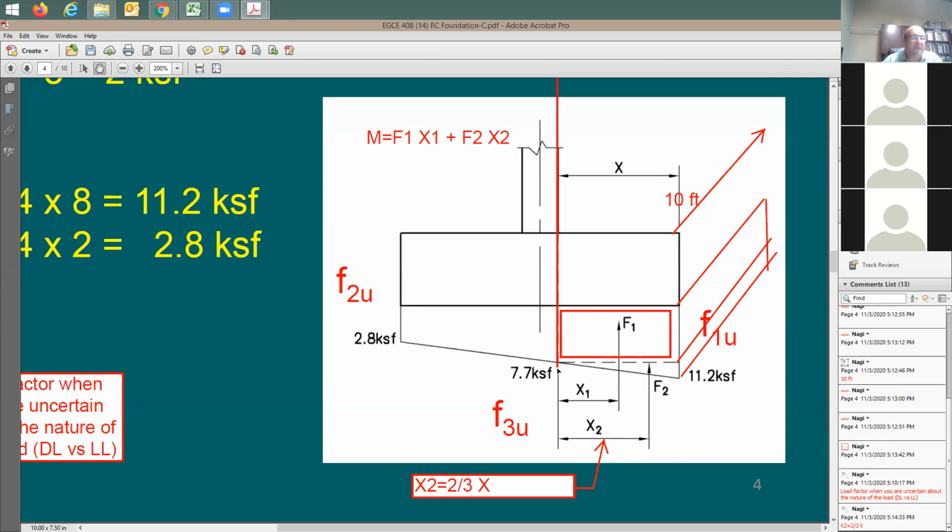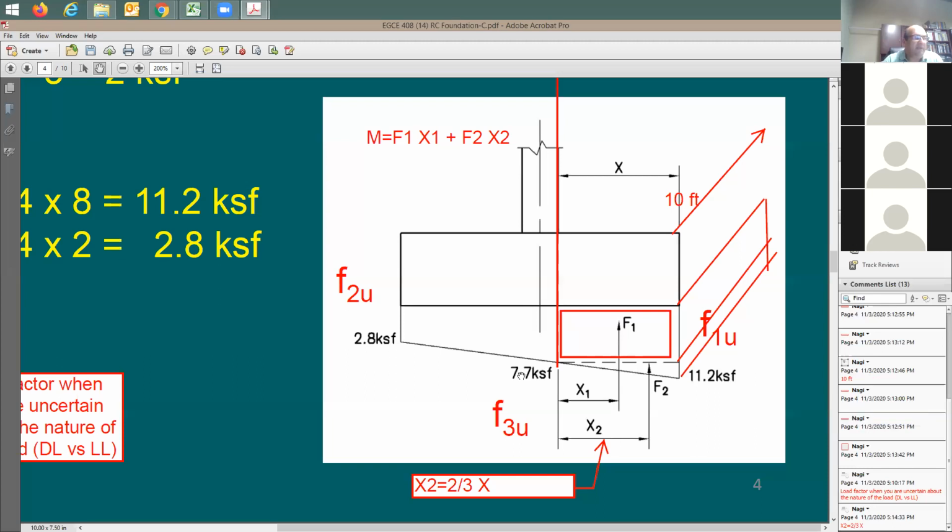For the first one, it's going to be located at x1, and x1 here is going to be simple. It's going to be x over 2, because you have here a rectangular distribution. In the triangular distribution, this x2 is going to be 2/3 of this x. Why? Because the centroid of this triangle shape is going to be at 1/3 of the height of this triangle. 1/3 of this is going to be 1/3 of x, and the remainder is going to be 2/3 of x from the face of the column.